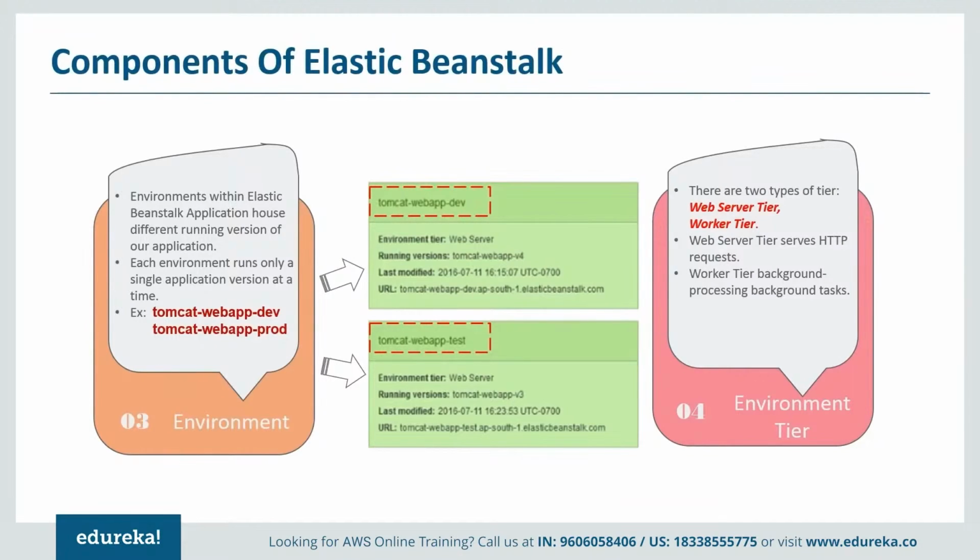Then we have something called environment tier. When you try to launch an Elastic Beanstalk environment, Elastic Beanstalk asks you to choose among two environment tiers, which are web server environment and worker environment. If you want your application to handle HTTP requests, then you choose web server environment. And if you want your application to handle background tasks, that is where a worker environment comes into the picture. I'll show which to choose, either web server or worker environment, and how to work with them when we try to deploy an application in the later part.